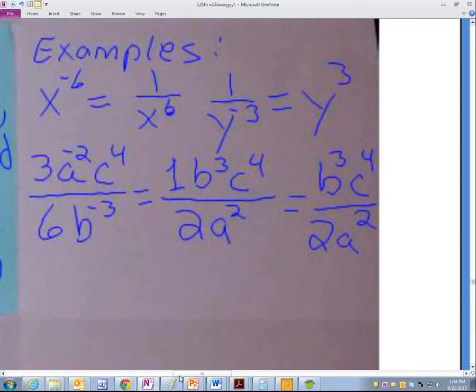Wait, does the exponent stay negative? I will explain when you're done writing. I will show you what's happening.